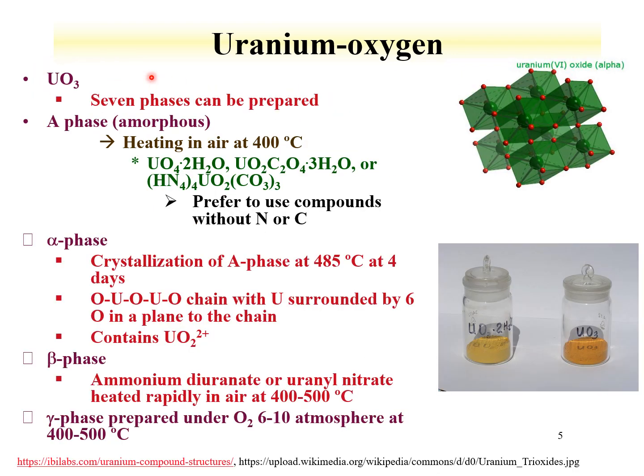Now UO3, so uranium-6, can be prepared. There are 7 phases that can be prepared. Not only are they listed with the Greek alpha, beta, gamma, but there's also an amorphous phase. If you heat in air at 400 degrees, so lower temperature, remember U3O8 can be made at 800 degrees, UO3 is made at this lower temperature. So if we take a uranium compound, we can produce UO3 at 400 degrees. If we heat it at 800 degrees, we would turn this into U3O8.